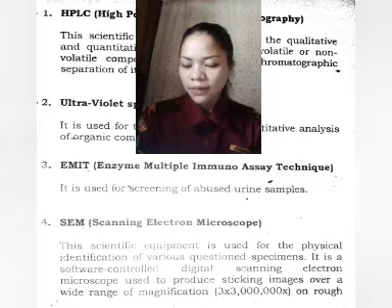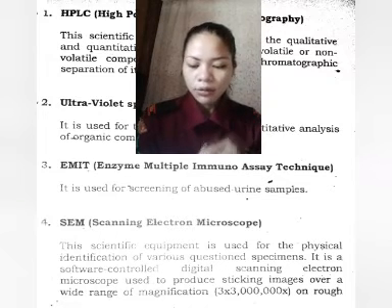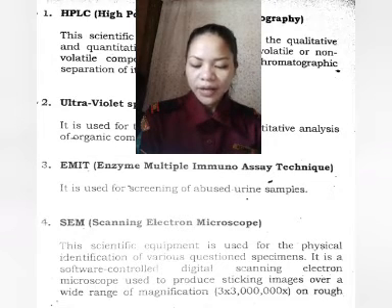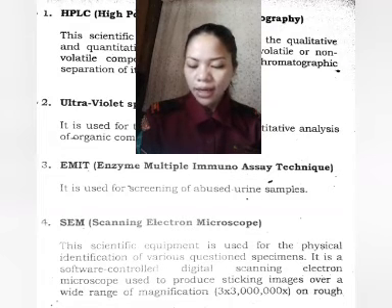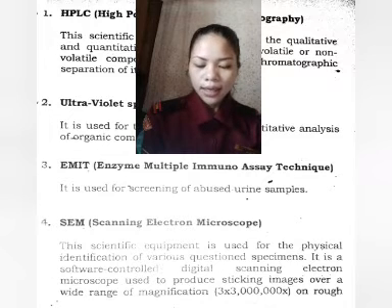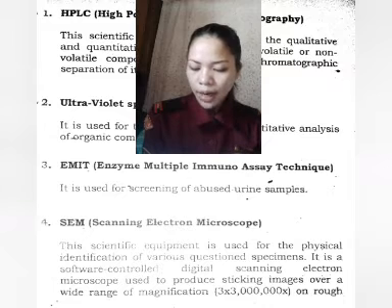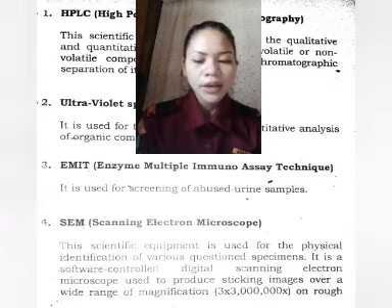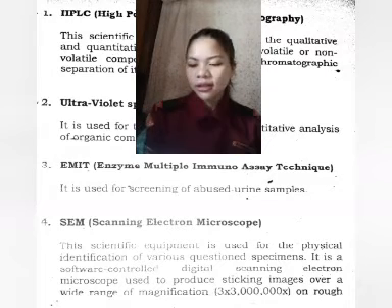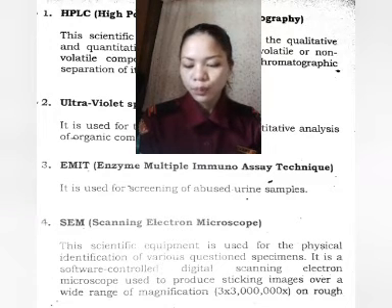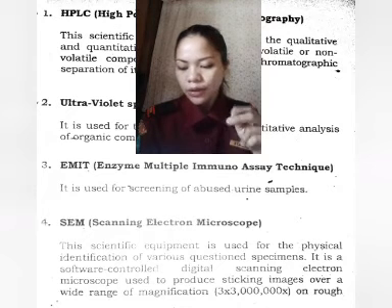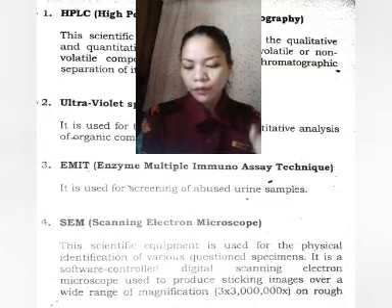So the fourth, let's proceed. SEM, scanning electron microscope. This scientific equipment is used for the physical identification of various evidence specimens. It is a software-controlled digital scanning electron microscope used to produce stacking images over a wide range of magnification of rough or covered surfaces of minute specimens such as hair, fibers, paint particles, drugs, metals, and etc.